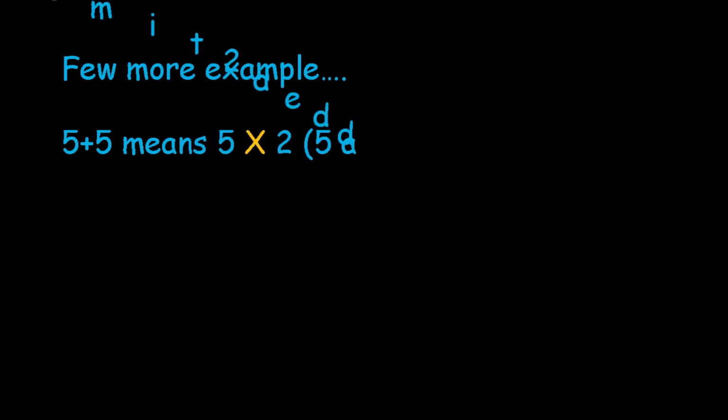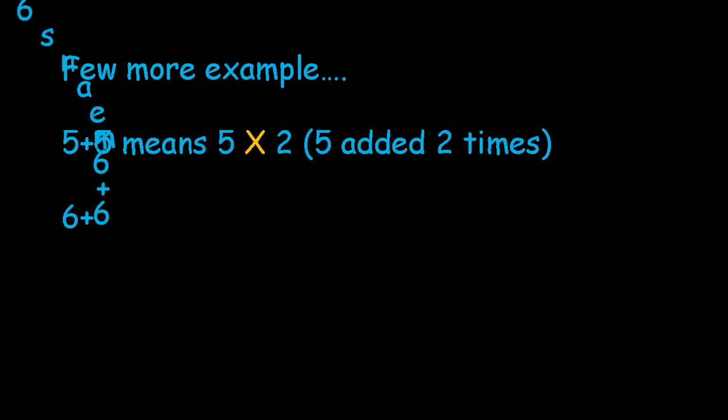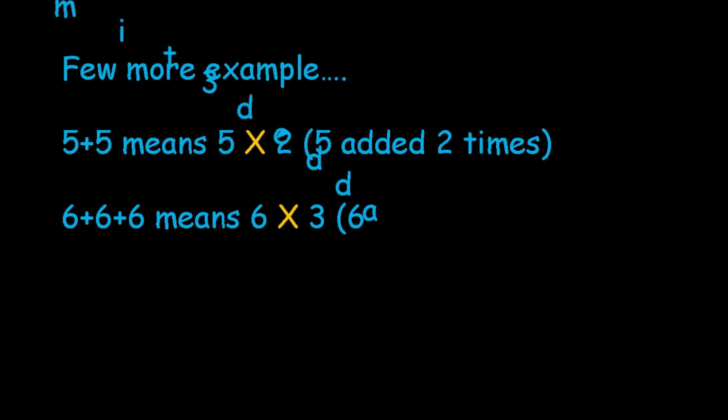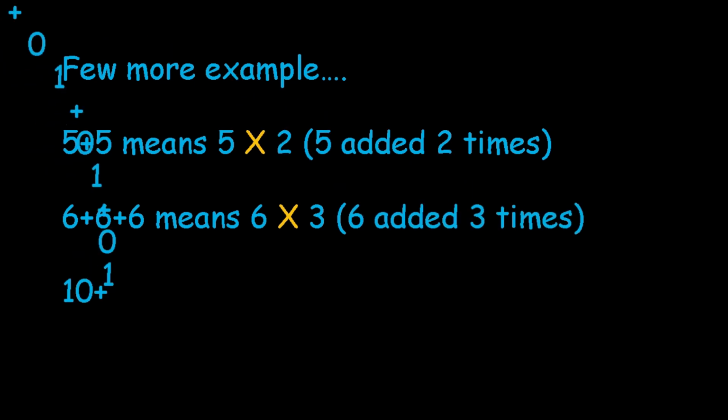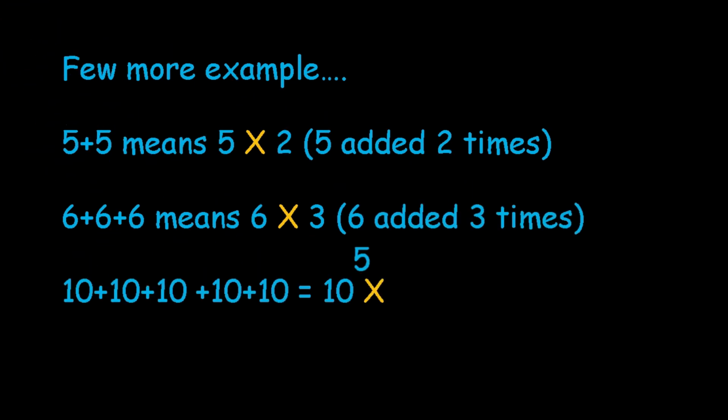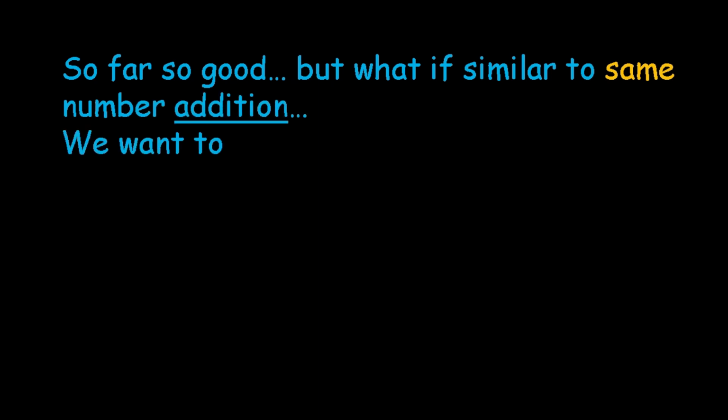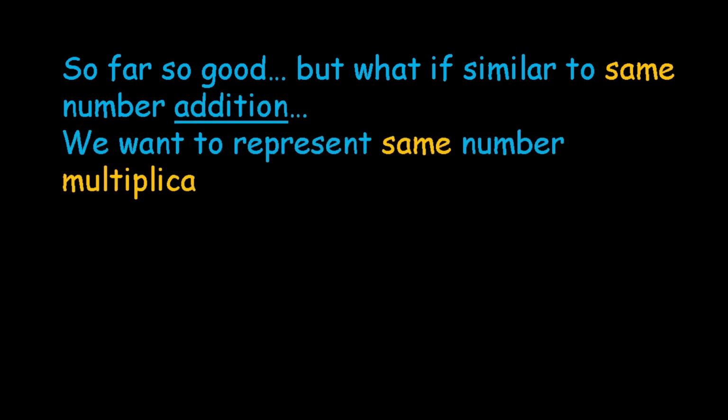A few more examples. 5 plus 5 means 5x2, 5 added 2 times. 6 plus 6 plus 6 means 6 multiplied by 3, that is 6 added 3 times. 10 plus 10 plus 10 plus 10 plus 10 is equal to 10 times 5. So far so good. But what if, similar to the same number addition, we want to represent same number multiplication? Say, we want to multiply 2 five times.